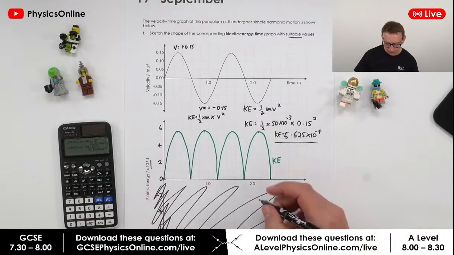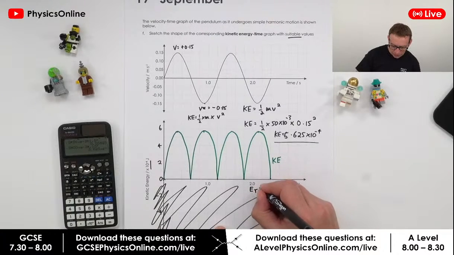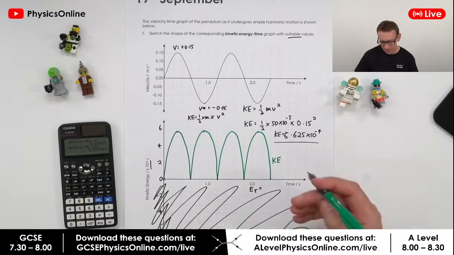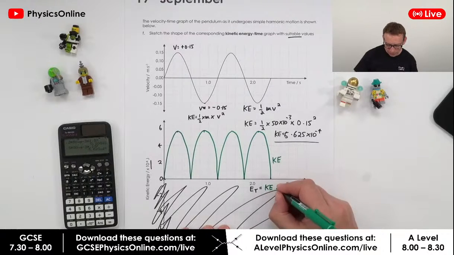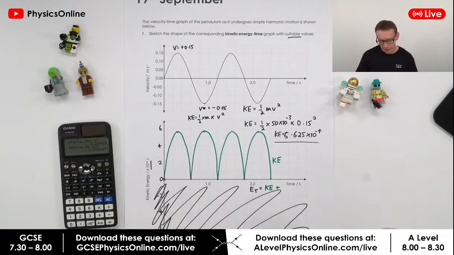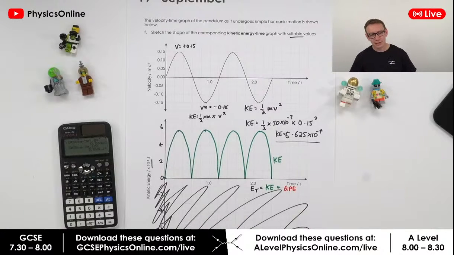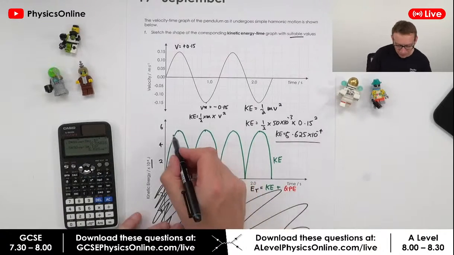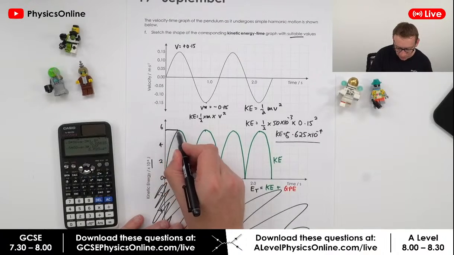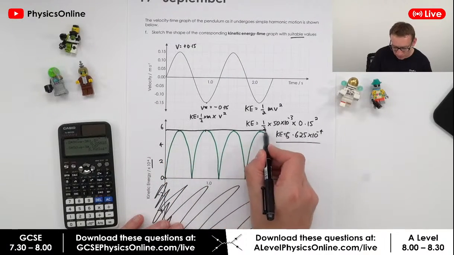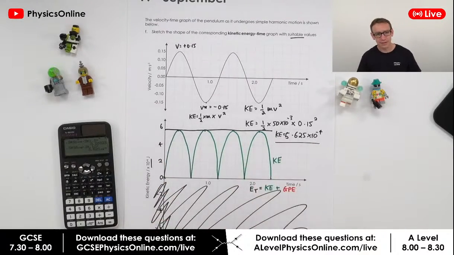What we can say is that the total energy is going to be equal to the energy in the kinetic store plus the energy in the gravitational potential energy store. And that means the total energy, if there's no energy losses, would be the same. So if we looked at the total energy of the system, it would be equal to this black line along here. That would have a constant value.